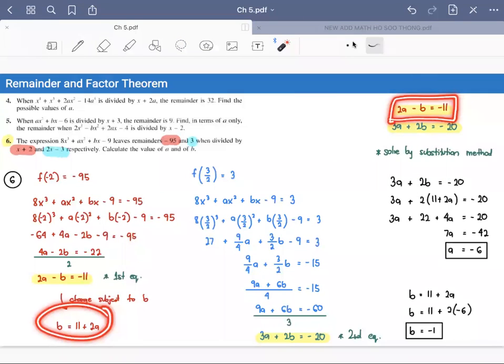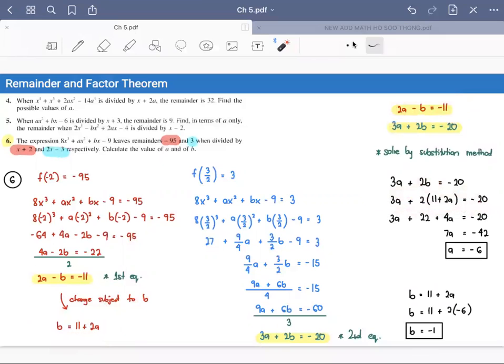All right. And then I'm going to insert this into the second equation. So that's the substitution method, right? So that's what I have here. This is the second equation, and then instead of b, I'll have 11 plus 2a instead. So this is your equation right here.